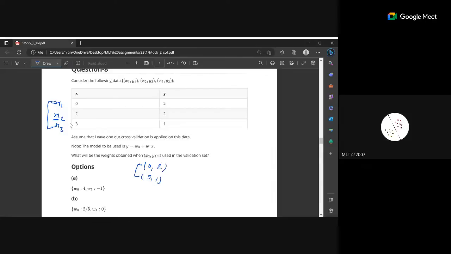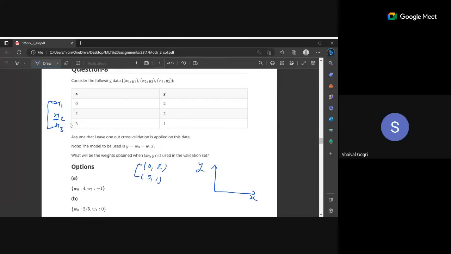So the best fit line will always pass through these two points, right? The slope is y2 minus y1 upon x2 minus x1. That's the way we can find it, right? Yes, because there is always a line that passes through two points. So the best fit line will be the one which passes through both points. 1 minus 2 upon 3 minus 0, so the slope is minus 1 by 3. And what is the constant? 2, the intercept.